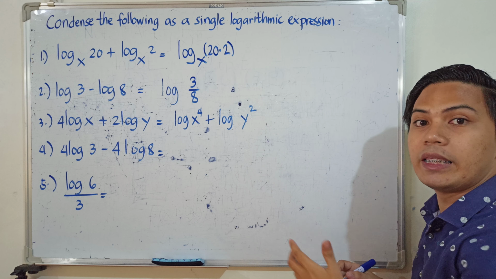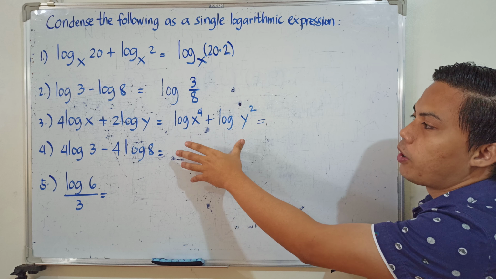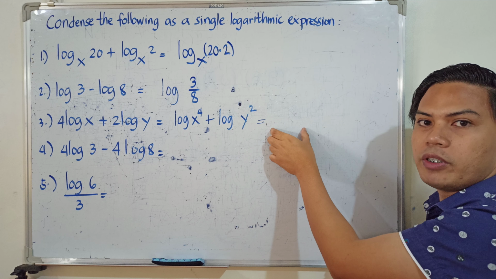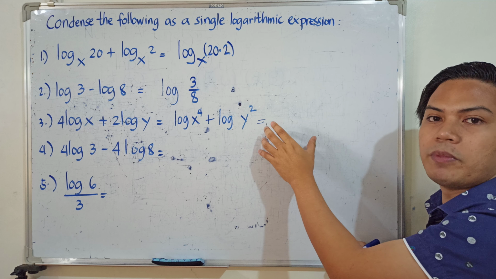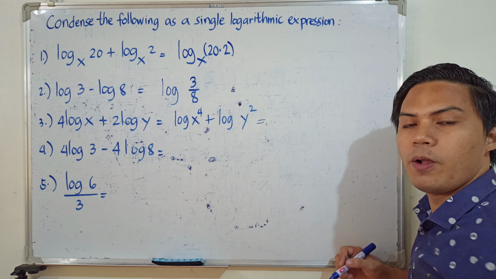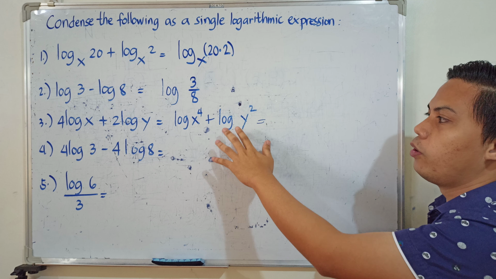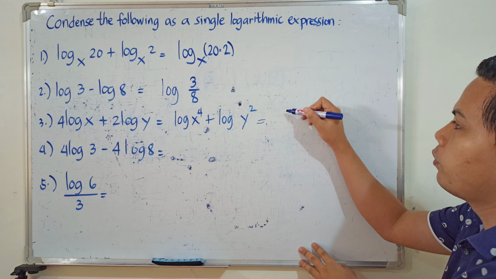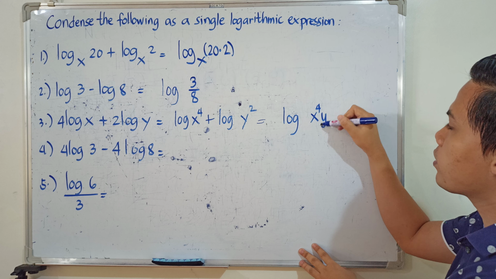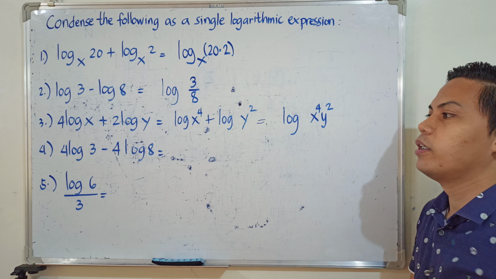But then again, this is not yet the final answer. Kailangan pa natin or pwede pa natin silang ma-combine or ma-condense. Kasi nga, yung goal natin is to make them as a single logarithmic expression. So, how are we going to combine this one? The operation is addition. Therefore, we're going to make use of the product rule. So we're going to multiply the two logarithms. So we have the logarithm of x raised to 4 times the logarithm of y squared. And this would be your final answer.